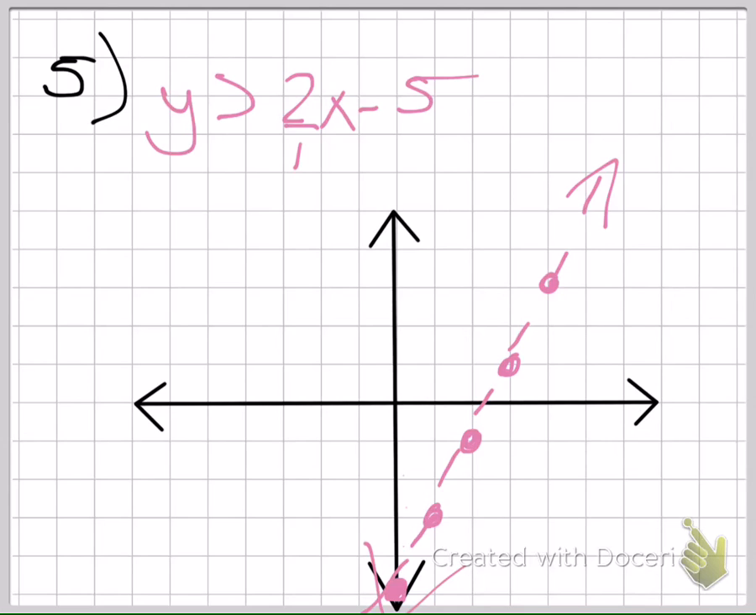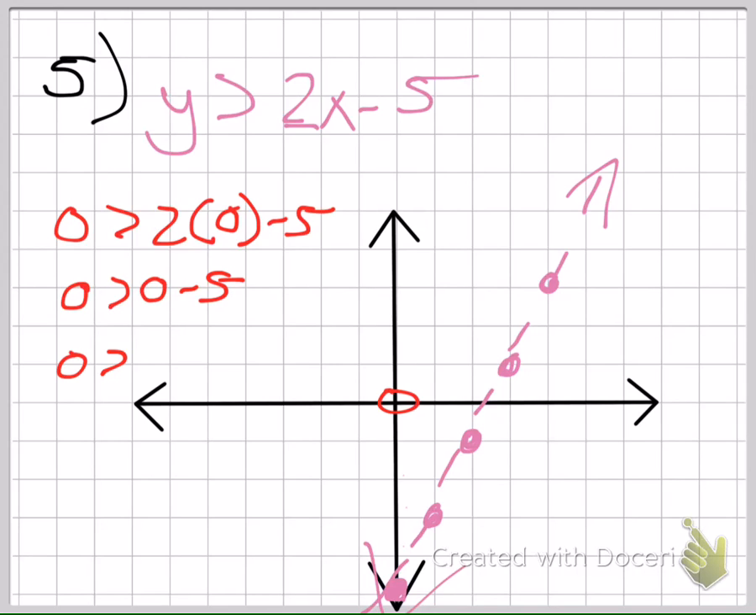So I can test out my test point 0, 0. 0 greater than 2 times 0 minus 5. 2 times 0 is 0. 0 minus 5 is negative 5. Is 0 greater than negative 5? Yep, true. So I want to make sure to cover that in my solution region so it would look like that.